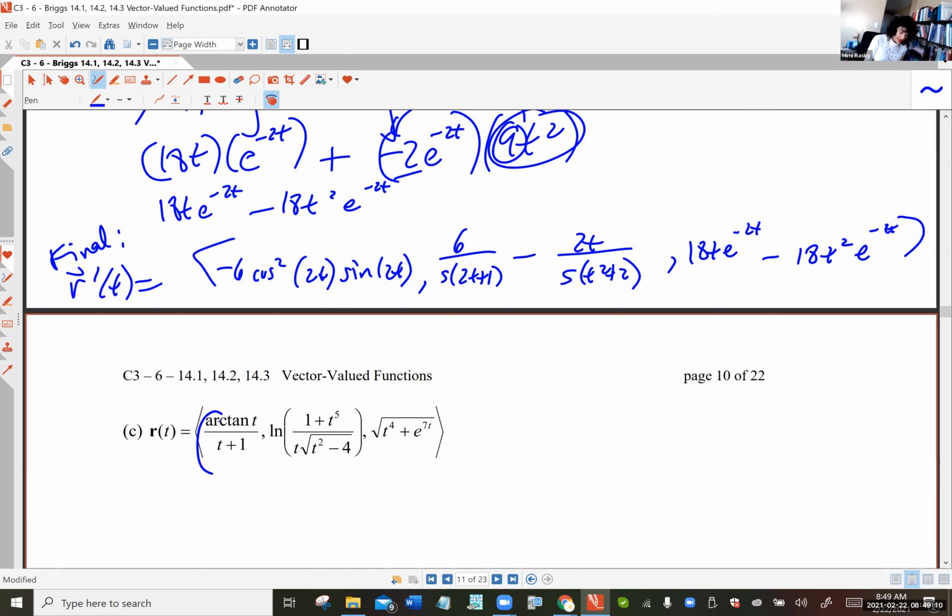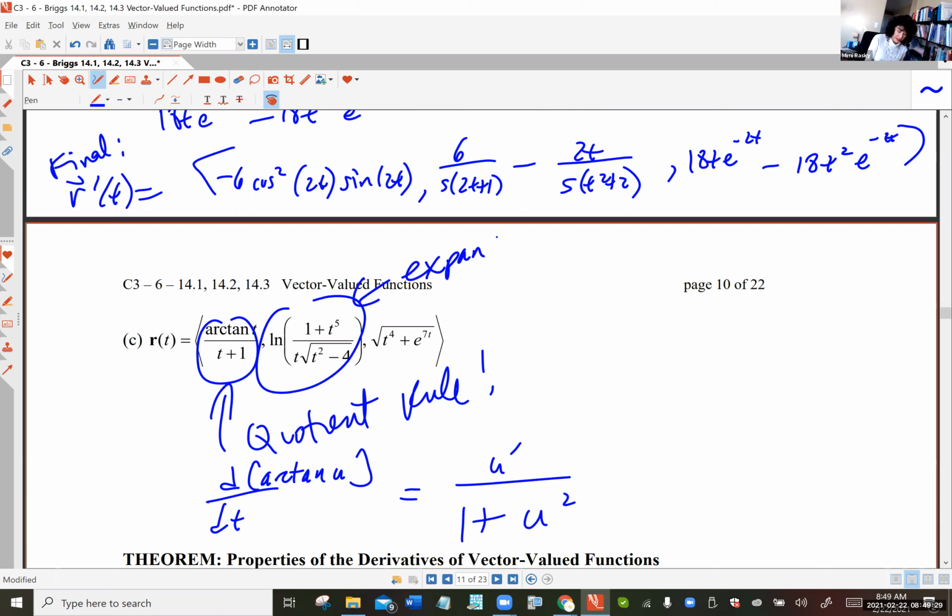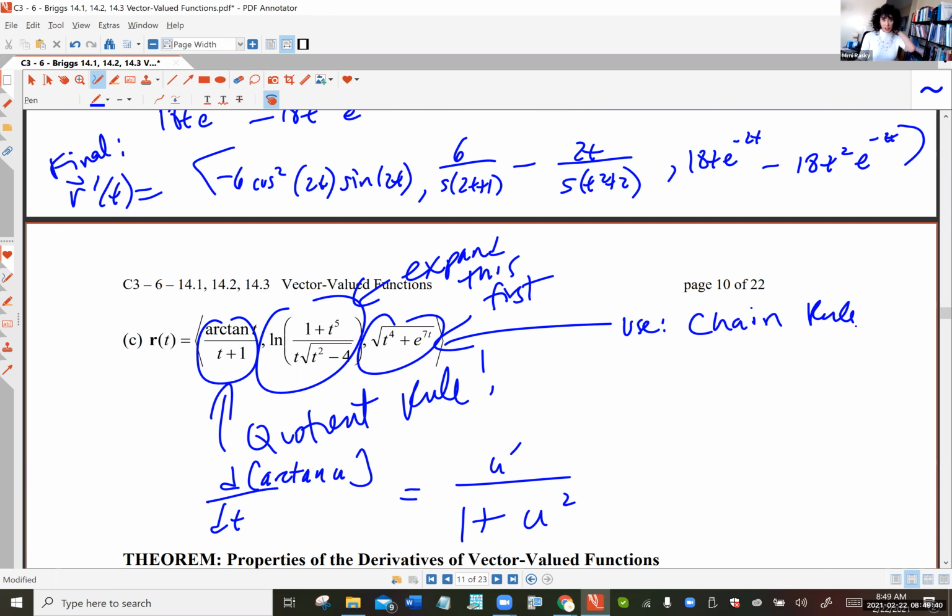Okay. I do want to say that on this one, you're going to need the quotient rule. Okay. And just a quick review. How do you take the derivative of arctan? And hopefully you remember how to do this. The derivative of arctan of u is u prime all over 1 plus u squared. So I'll let you figure that out. If I were you, I would expand this logarithm first before taking the derivative. And on the last component, use that wonderful chain rule. Okay, so know how to do all of these for my quizzes and exams.